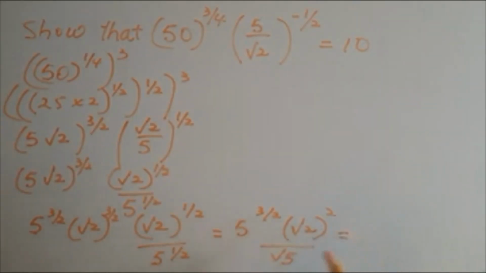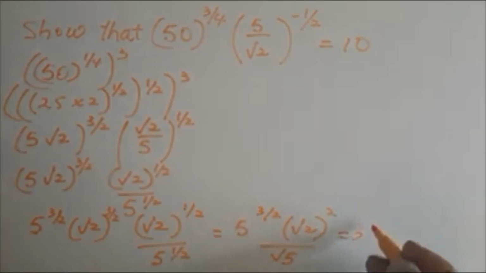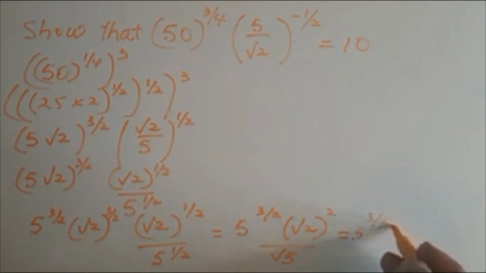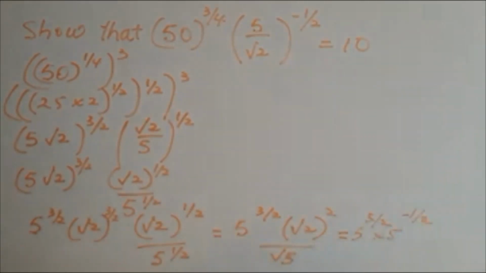Further to this, root 2 squared is the same as 2, and we have 5 raised to the power half in the denominator, which becomes 5 raised to the power of a negative half. So we have here 5 raised to 3 over 2. We bring this into the numerator as 5 to the minus a half. And then also we have root 2 squared, which is 2.